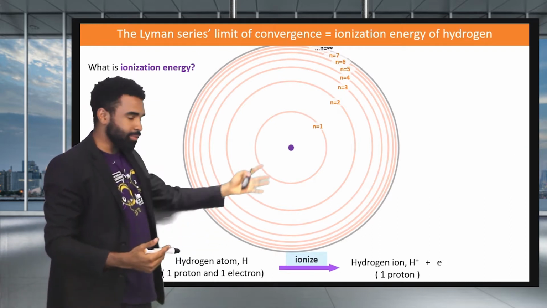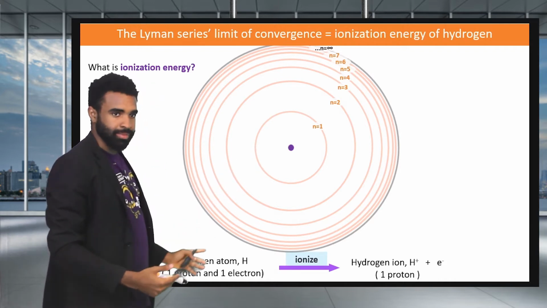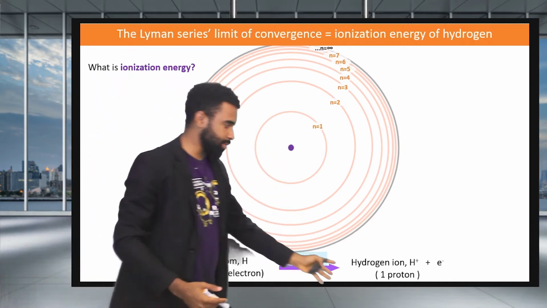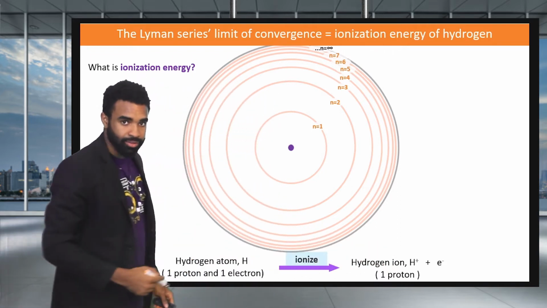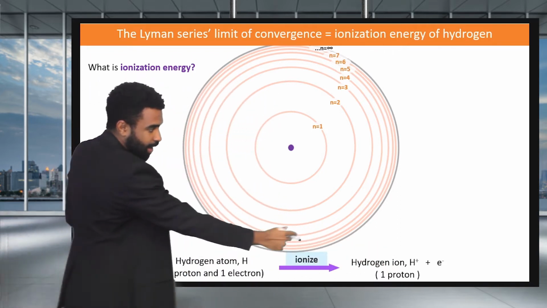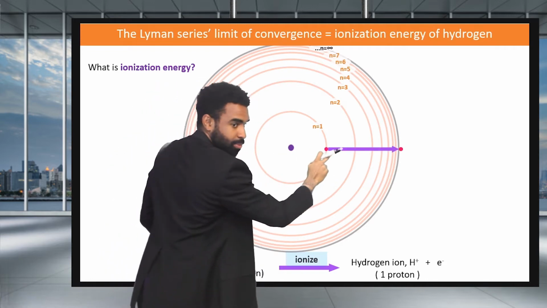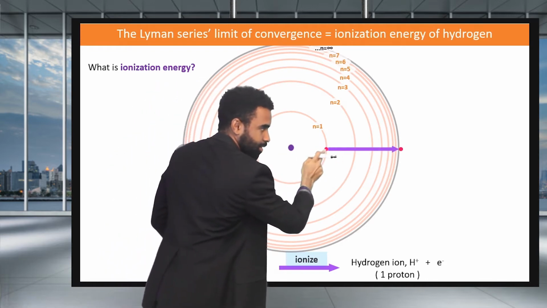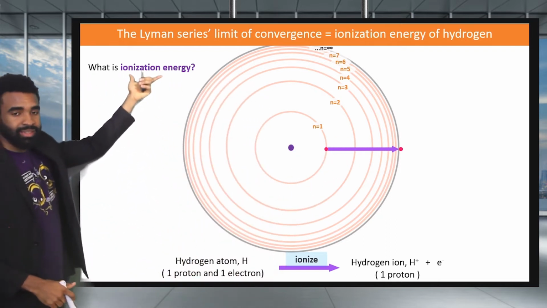And what do we say of this atom? It has been ionized. We've gone from a neutral atom, that's a proton and an electron, to just a proton, or a hydrogen positive ion, and we've lost the electron. The energy needed to ionize this hydrogen atom, that is to move the electron from n of 1 ground state to n of infinity, is indeed the ionization energy.